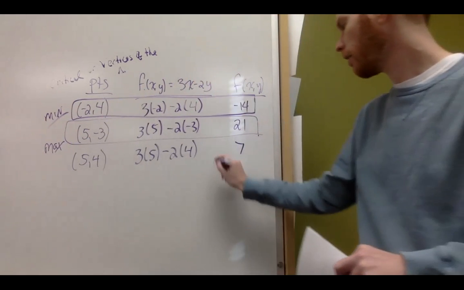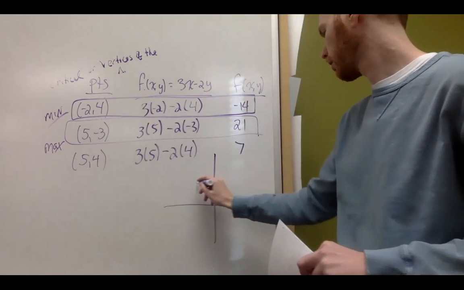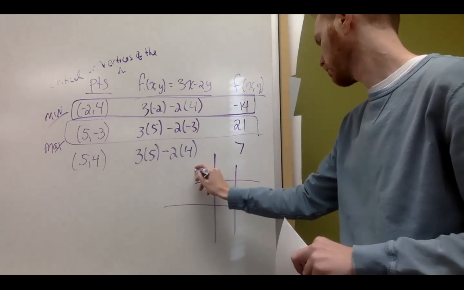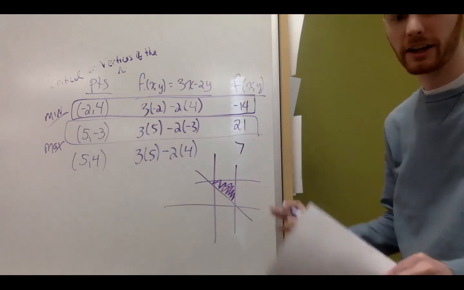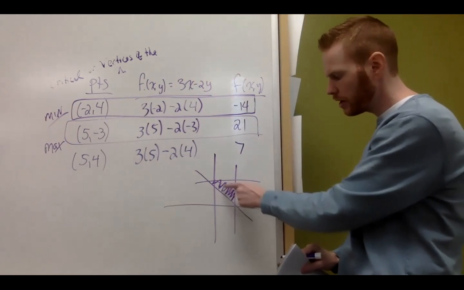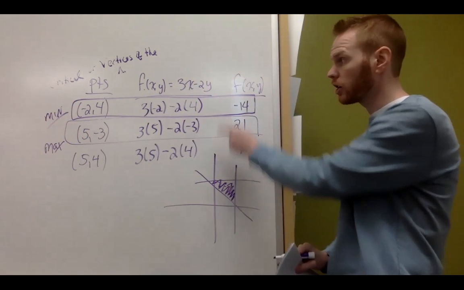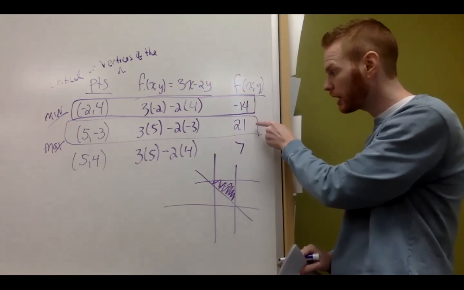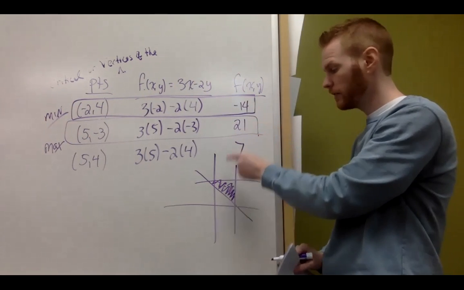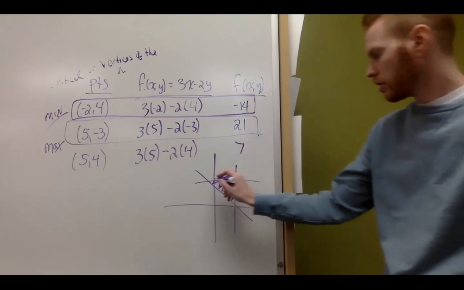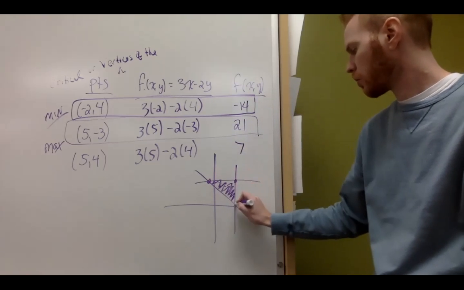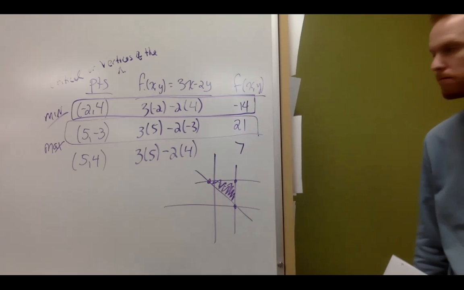Okay. Now, going back to that graph real quick. It looks like this. All right, it's a rough sketch. The other numbers that are in the shaded region are going to give me values, but they're not going to give me a value bigger than 21, and they're not going to give me a value that's less than negative 14. It's only by these critical points are we going to see those max and mins occur. Okay?